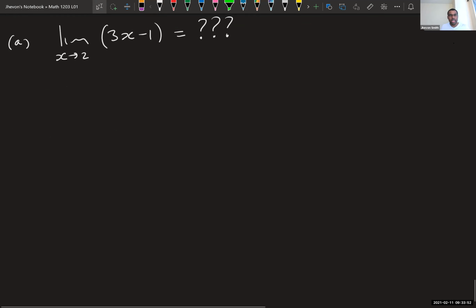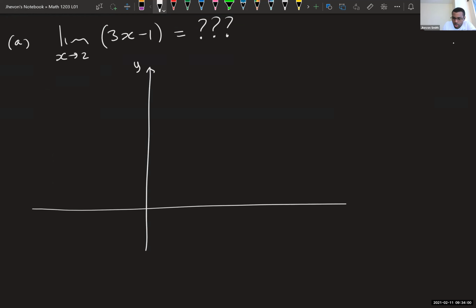Well, let's actually see. On a picture, what would be happening? 3x minus 1 is a straight line, y-intercept minus 1, slope positive 3, so it's going to look like that. This is the line y equals 3x minus 1, which we can call f of x if we wanted to. Now, the x-intercept is when y equals 0, so that's going to be a third.